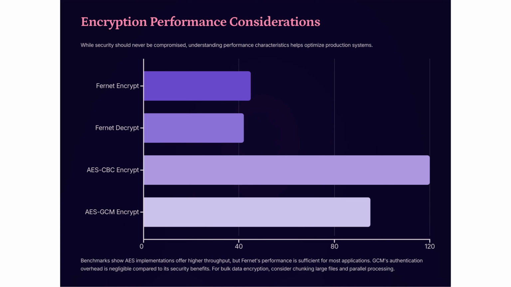Encryption performance is crucial for optimizing systems. Benchmarks reveal AES implementations, like AES-GCM, provide higher throughput, while Fernet's performance suffices for many applications. AES-GCM's authentication overhead is minimal, enhancing security. For large data, chunking and parallel processing are recommended to maintain efficiency without compromising security.